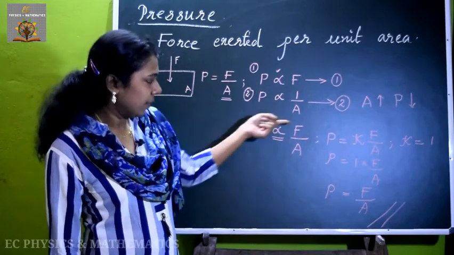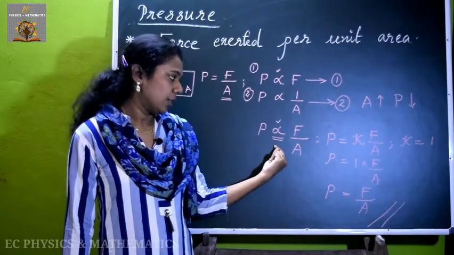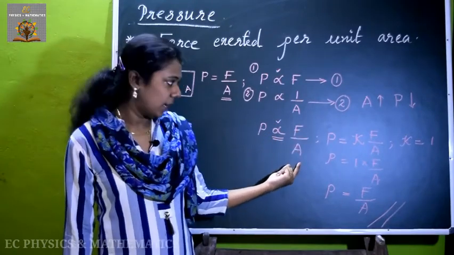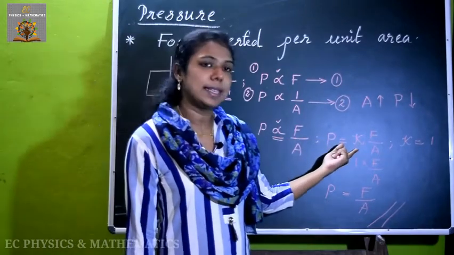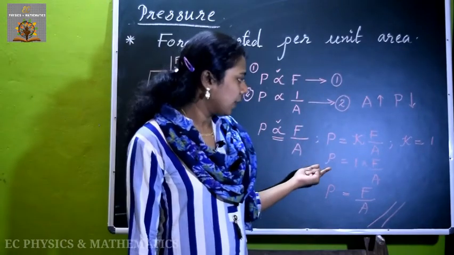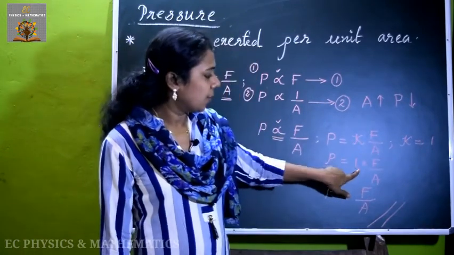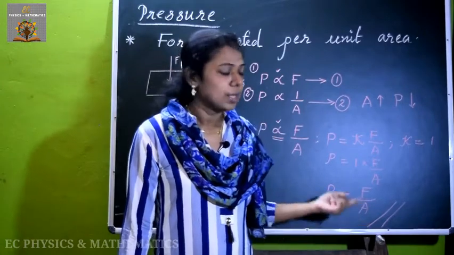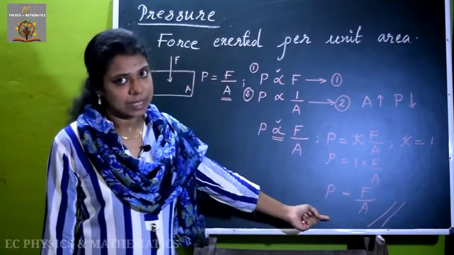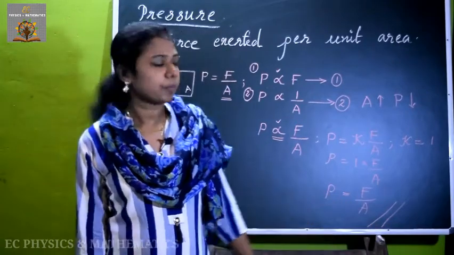By clubbing these two equations, we will get P is proportional to force by area. To remove the proportionality sign, we are introducing a constant, that is K. Here the value of K is 1. So P is equal to 1 into F by A, and P is equal to F by A. So we got the equation of pressure: P is equal to force divided by area.